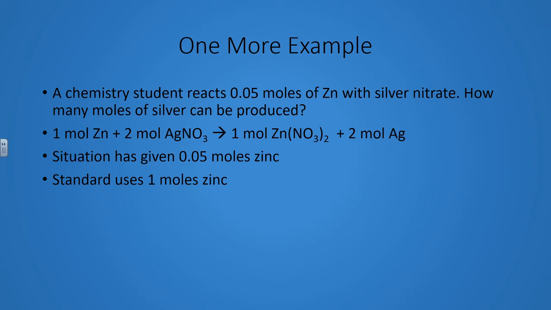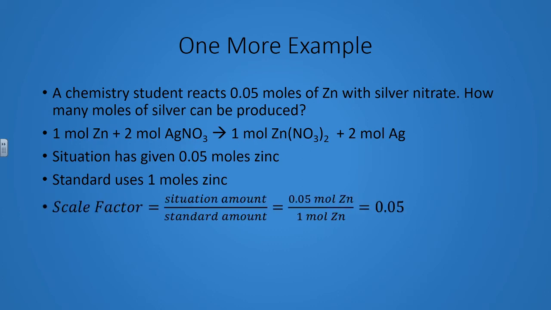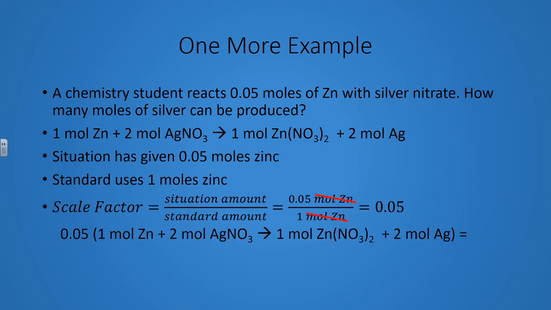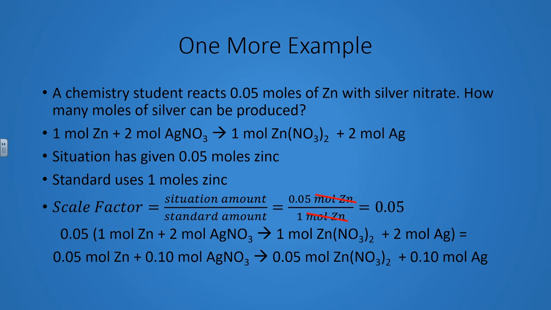Scale factor is situation over standard. There we go, 0.05 moles of zinc divided by 1 mole of zinc. Like before, the moles of zinc on top will cancel with the moles of zinc on bottom, and we're left with a scale factor of 0.05. 0.05 doesn't have any units. We can apply it to the entire equation, and the rescaled equation looks like this.